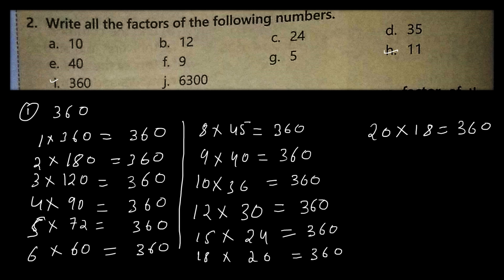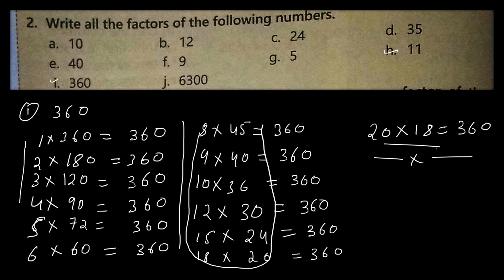Now see, the numbers started repeating. So now here we will stop. Okay. So we will start from here, and it will continue up to here. So these are the factors: 1, 2, 3, 4, 5, 6, then 8, 9, 10, 12, 15, 18. Then after that 20, 24, 30, 36, 40, 45, 60, 72, 90, 120, 180 and 360 are the factors of this 360.